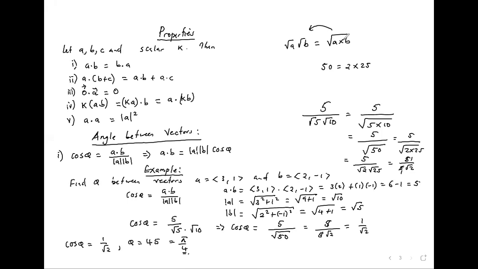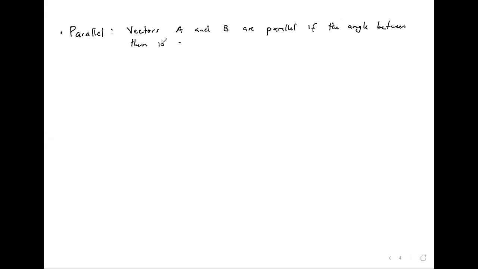So now look at this. Because you can find the angle, you can also put a condition for two vectors to be parallel by saying vectors A and B are parallel to each other, or they are parallel vectors, if the angle between them is 0 or 180, 0 or pi, then they'll be parallel.